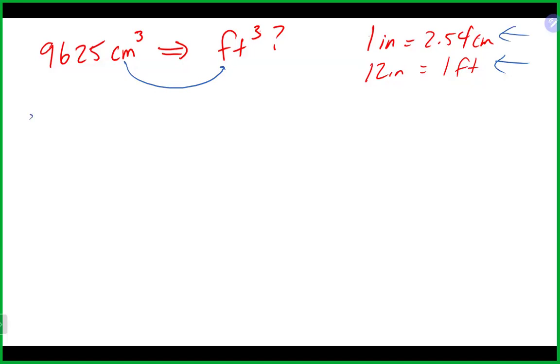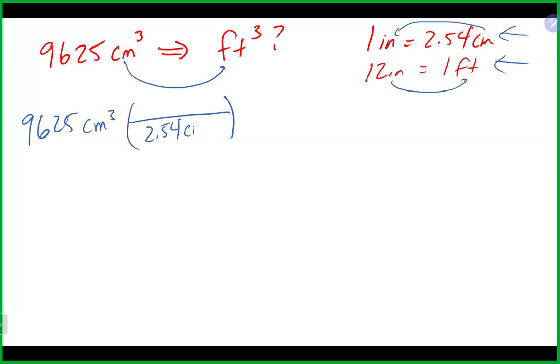So we could take our 96.25 cubic centimeters, and we basically could use our centimeters to inches conversion here, because we could go from centimeters to inches, inches to feet, cubic in all those cases. That will give us opposites. 2.54 centimeters is 1 inch. If I just do that, is that the conversion? That's only going to take care of one of the 3, right?